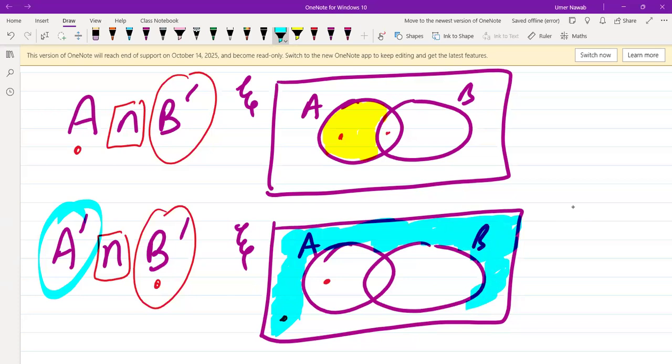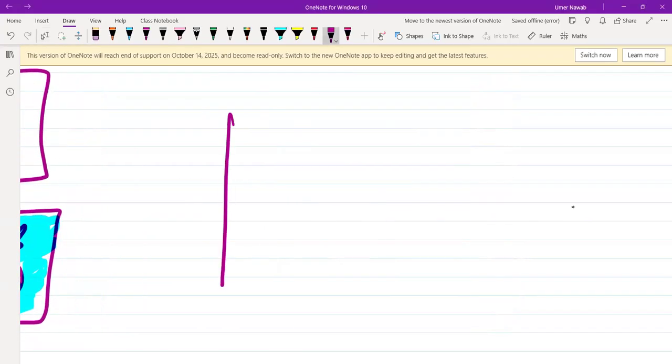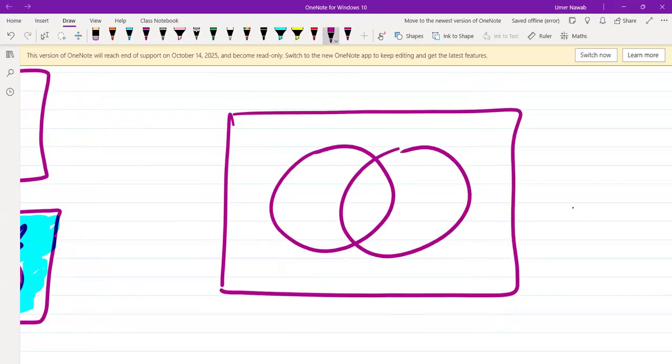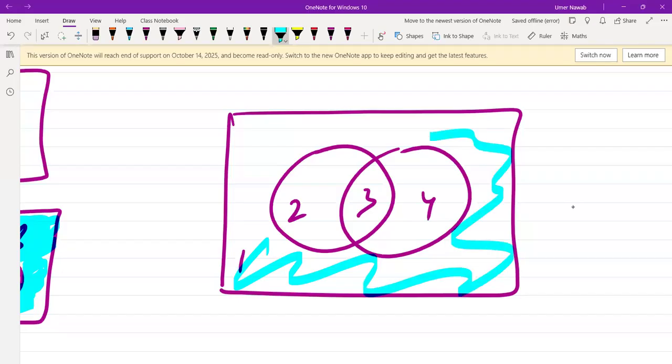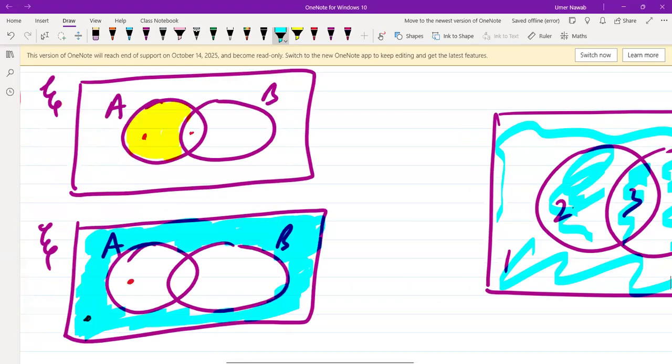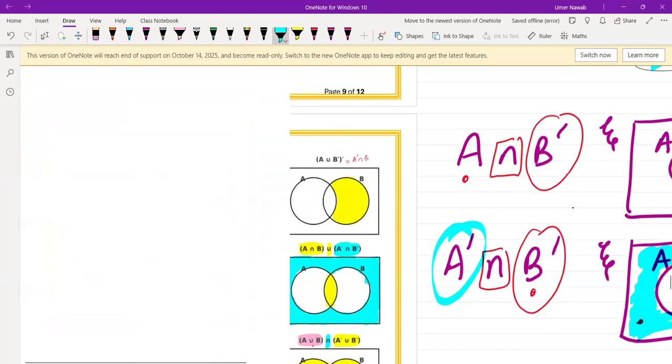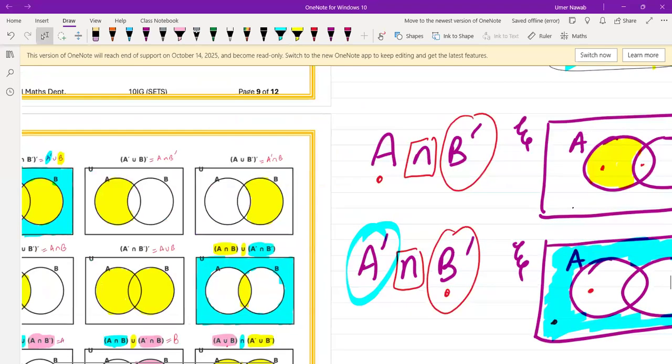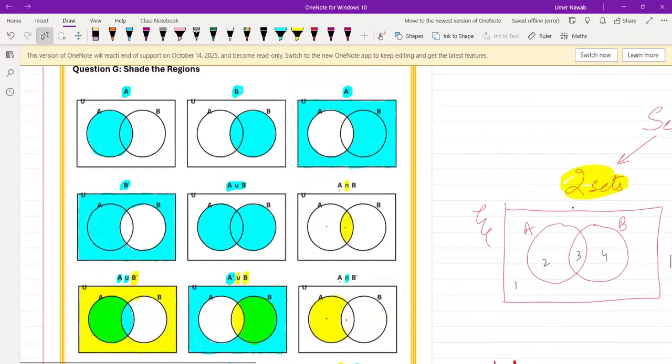I hope it is clear, guys, because you remember in a Venn diagram, we have four regions. Again, 1, 2, 3, 4, four regions. So out of the four regions, you need to shade the regions. So when I'm trying to shade region 1, I have to shade everything here. If I want to shade 2, this portion. If I want to shade 3, the overlapping part, or 4. Now we can start solving the questions which are already given to us.